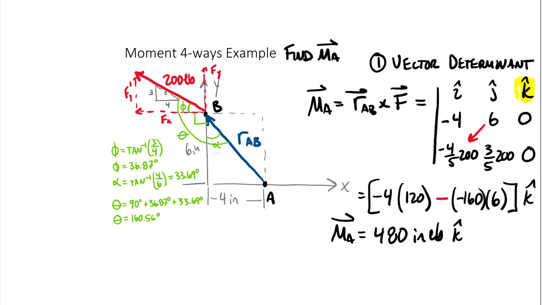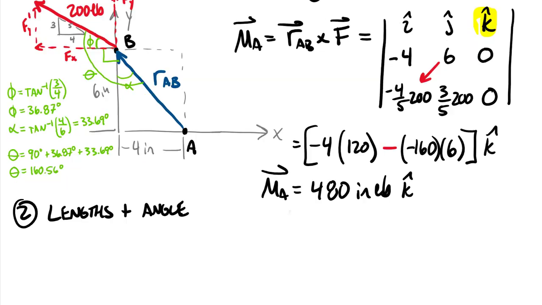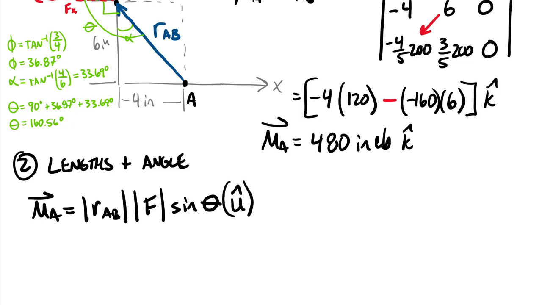All right, so given that information, the angle between the two vectors, we can write that, number two, if I want to find my moment using the lengths plus angles, we'll try it that way. We'll say lengths plus angle. And that is in the form that the moment about point A as a vector is equal to the length of our AB times the magnitude of my force F, times the sine of this angle between them, which is theta, times that unit vector u hat, which is going to come from the right-hand rule.